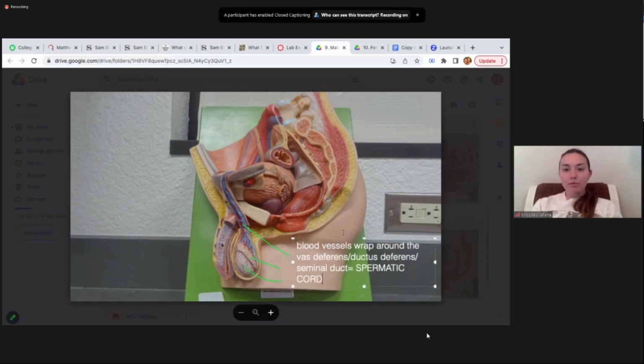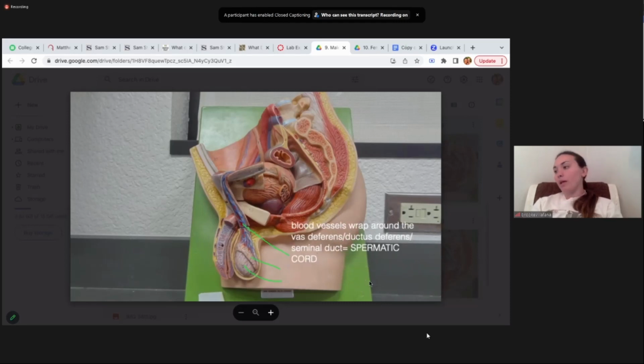So if you see blood vessels and the question on the test will probably say name for blood vessels, the blood vessels and nerves are called the spermatic cord, right? Versus the epididymis, the Y might be in a different spot. Versus the vas deferens. Okay, so just know that for the test.